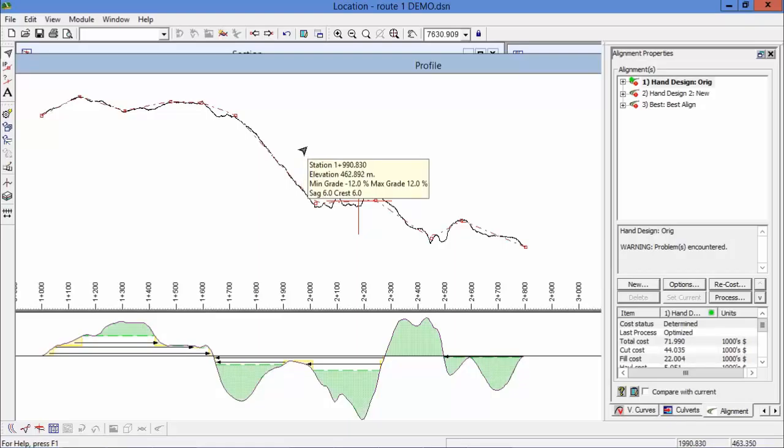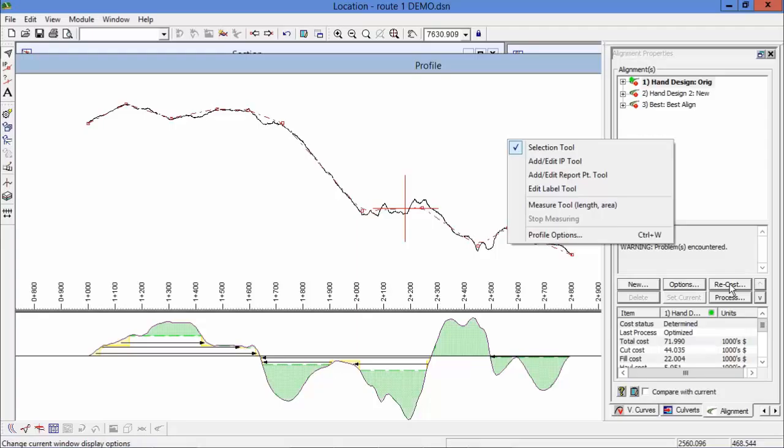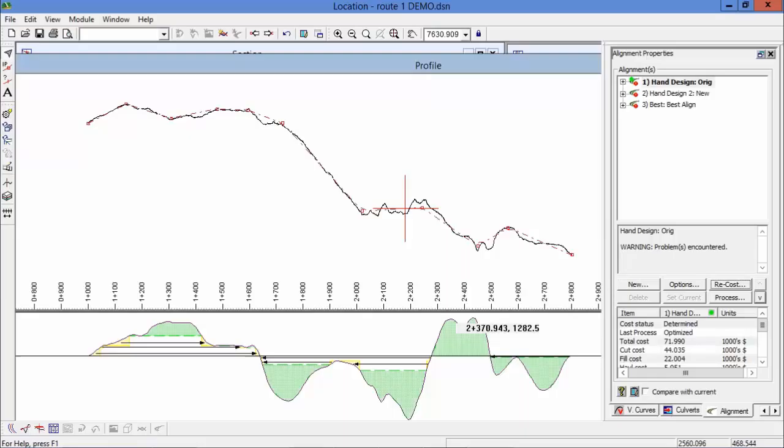What is quite interesting about this is that it allows us to do what we call design time costing. So once you have this costing in place, and that's your original alignment here, you can essentially cost your alignment as you change anything related to the alignment, so IPs and any other thing.